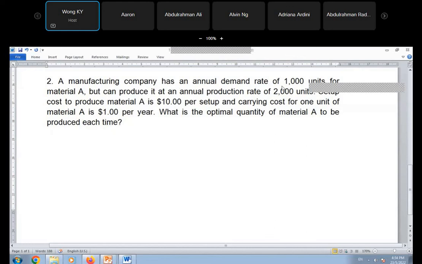So the manufacturing company has an annual demand rate of 1,000 units. So capital D is 1,000. Small d can also be 1,000, because we are using per year, right? So small d is 1,000. It can produce at an annual production rate of 2,000 units. So P is 2,000. Small d is the demand rate. Small p is the production rate.